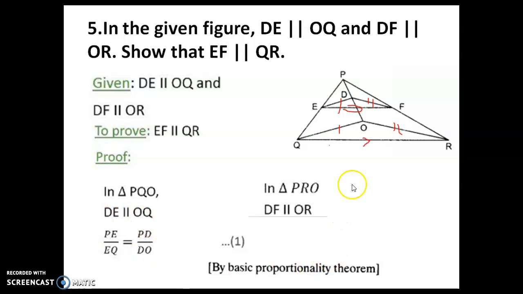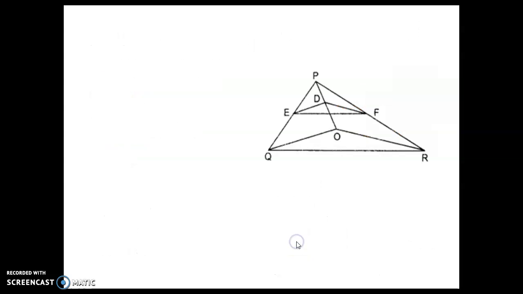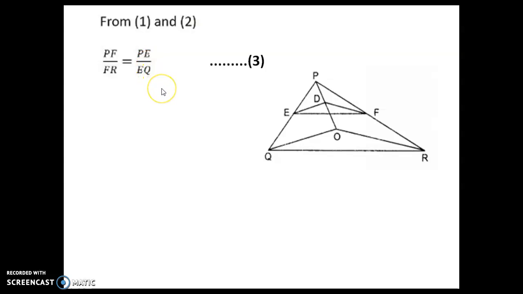We will move to the next triangle. So PRO, this triangle we are taking. In this, these two lines are parallel. So by the basic proportionality theorem we can write these two ratios, PD by DO and PF by FR, are equal. In this we see that the RHS PD by DO is the same, so we can equate the LHS. In the next slide we will write that. So PF by FR is equal to PE by EQ. This is the equation we obtain.